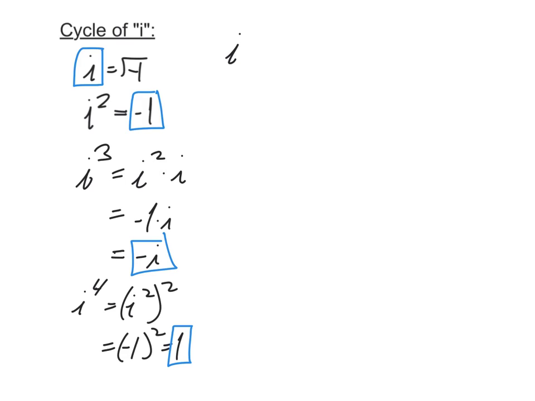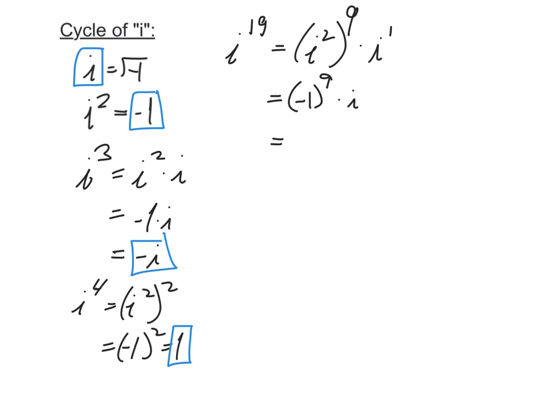So if we have something like i to the 19th, we think about it as being i squared first. i squared to the 9th, that's the same as i to the 18th, times another i would make i to the 19th. Well, i squared is negative 1. And negative 1 to an odd power is negative 1. Negative 1 times i is negative i.